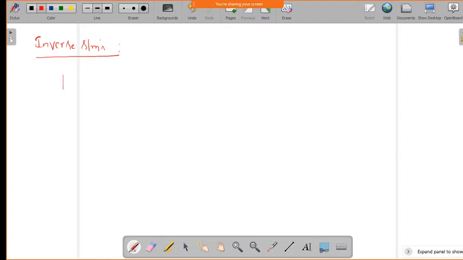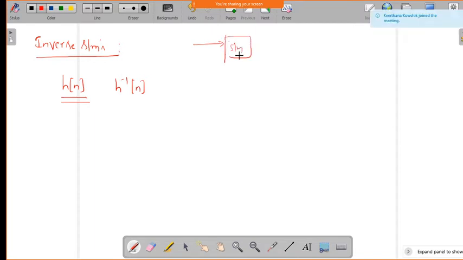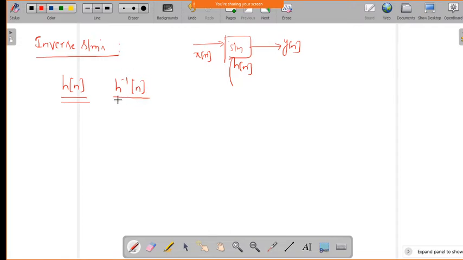Say, for example, we have the system's impulse response h of n. Its inverse impulse response we can represent as h inverse of n. Say you have a system whose impulse response is h of n, with input x of n and corresponding output y of n. If you want the inverse of this system, we denote the inverse impulse response as h inverse of n.